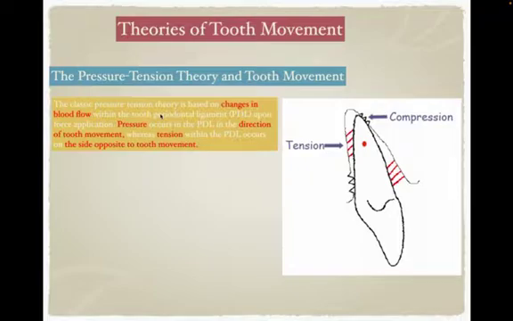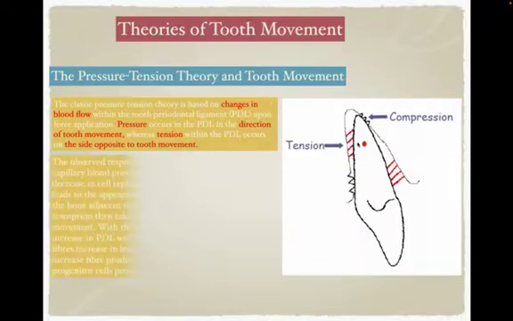Now, what's going to happen is that there will be a change in the blood flow within the periodontal ligament. Once you tip the tooth, the blood vessels here in the compression side will be compressed, but they will not be completely occluded. They will be compressed, but there will still be blood flow in those capillaries. So in the compression side, the reduction in blood flow will result in activation of the osteoclasts, which will result in bone resorption.